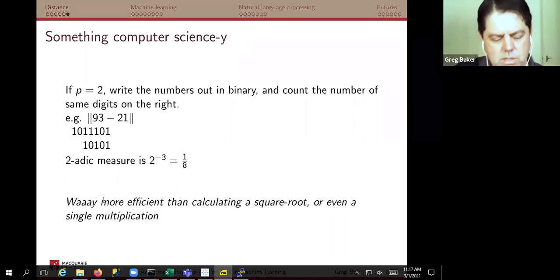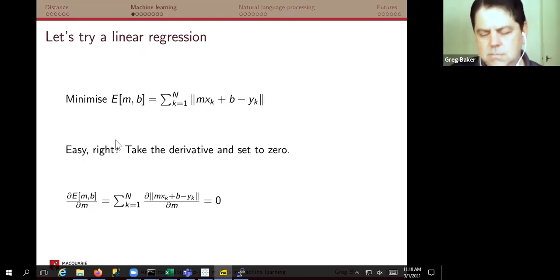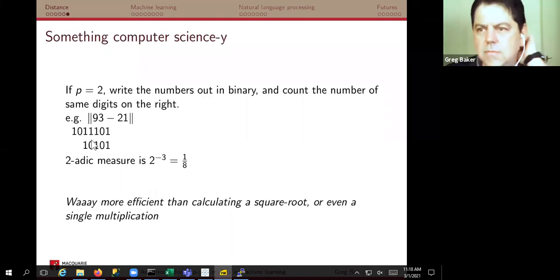Two-adically, things become startlingly simple. Let's say I was looking at how far apart 93 and 21 are. Here's 93 written out in binary, and here's 21 written out in binary. When I subtract those two in binary, I'm going to end up with some number that has some zeros on the end. And really all I need to do is count the number of zeros on the end, and that's going to tell me the two-adic distance.